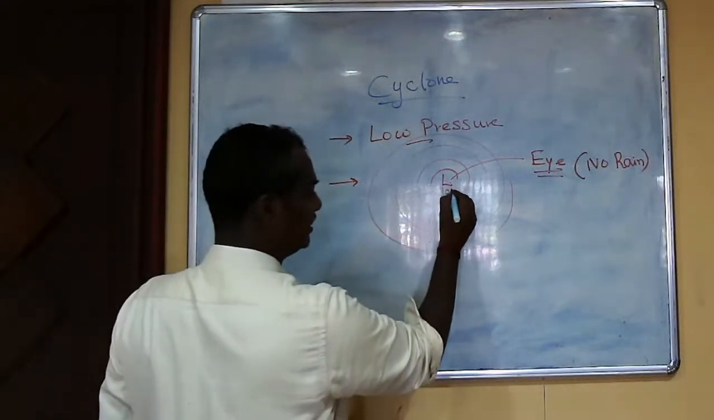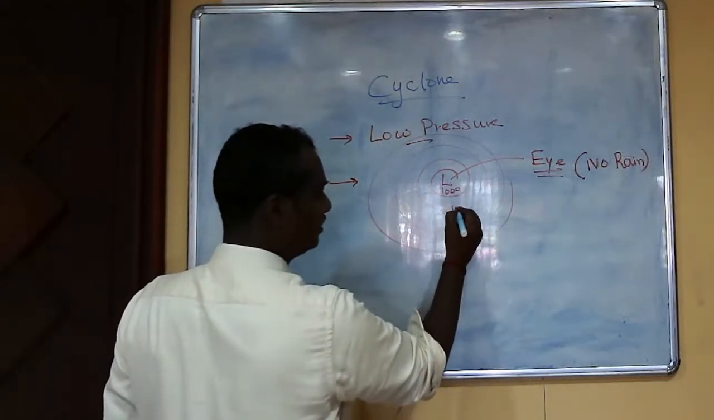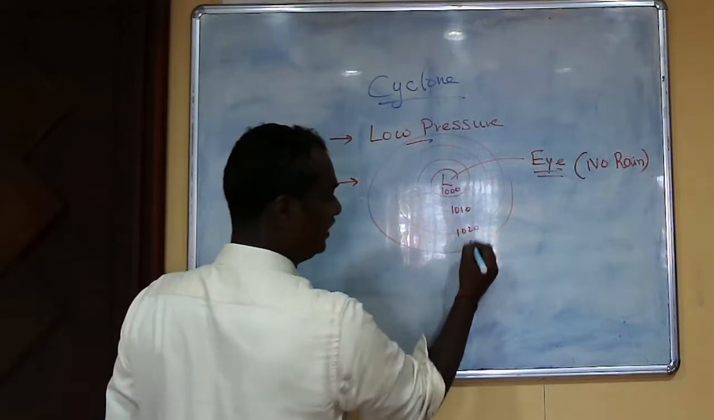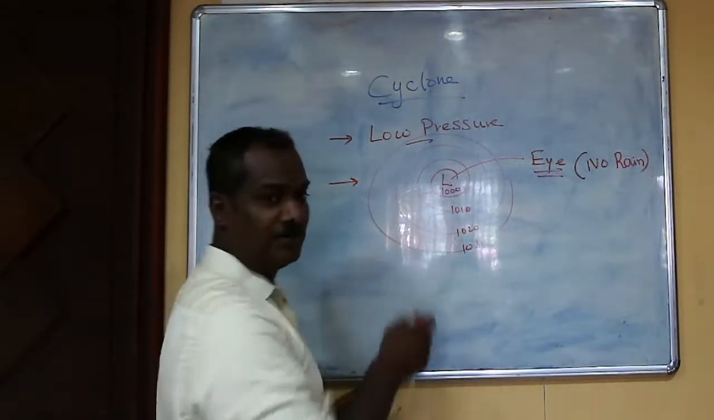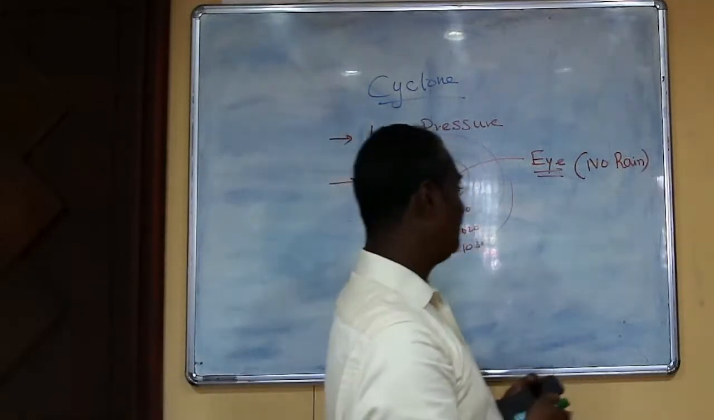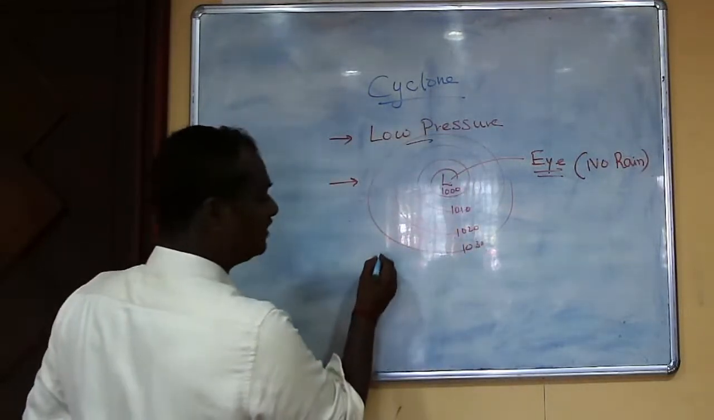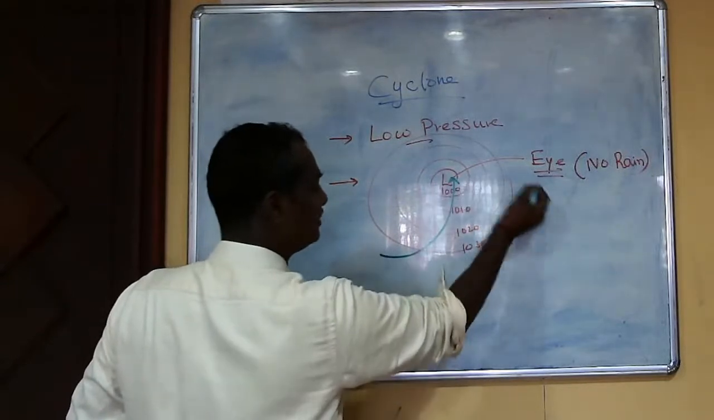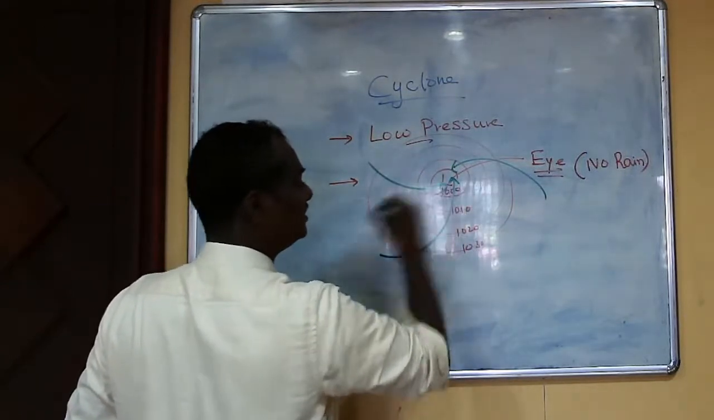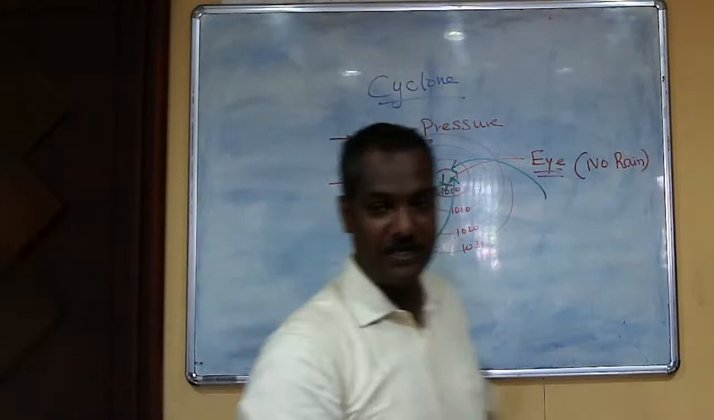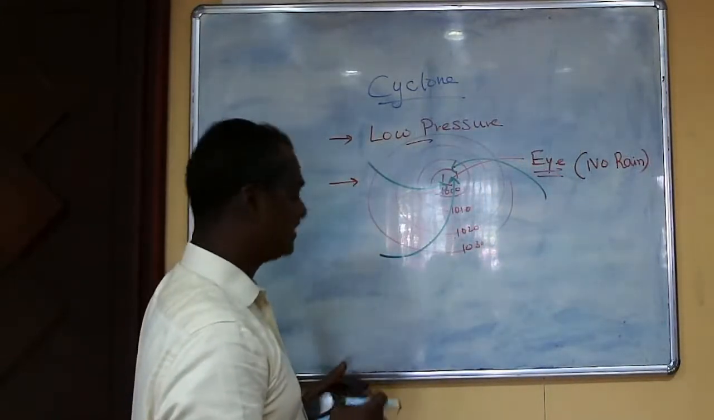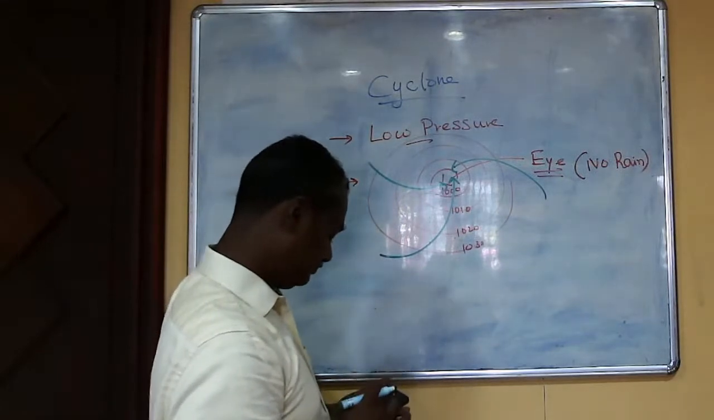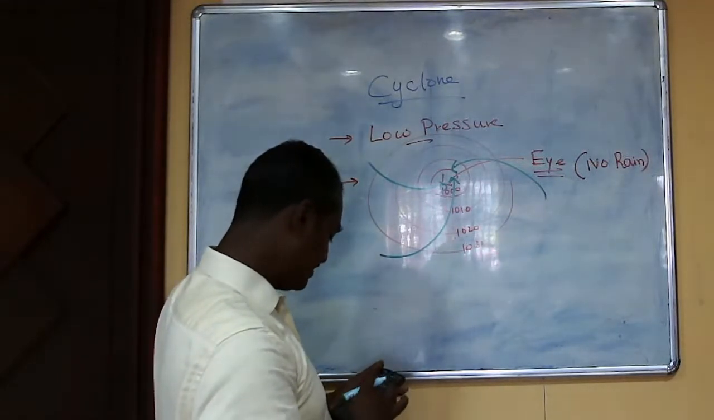Suppose we assume this is 1000 bar. Then this will be 1010, 1020, 1030, and it will keep on increasing. So the center is a low pressure surrounded by a high pressure. And because of this, what happens? The wind will converge in the center.